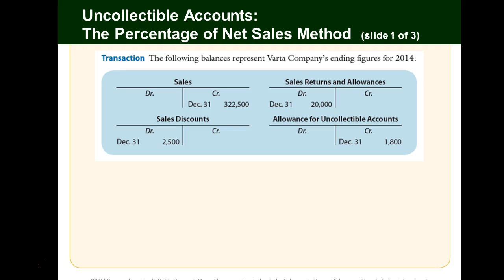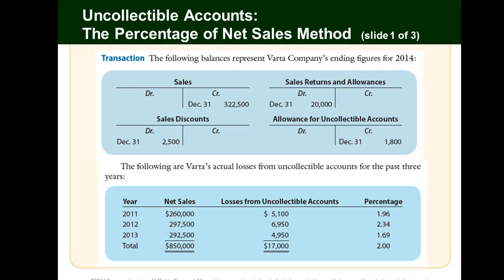There were sales discounts of $2,500 taken. $20,000 of the sales got returned back to the company. And we have sitting in the allowance for uncollectible accounts a $1,800 credit here. The following are Varda's actual losses from uncollectible accounts for the past 3 years.